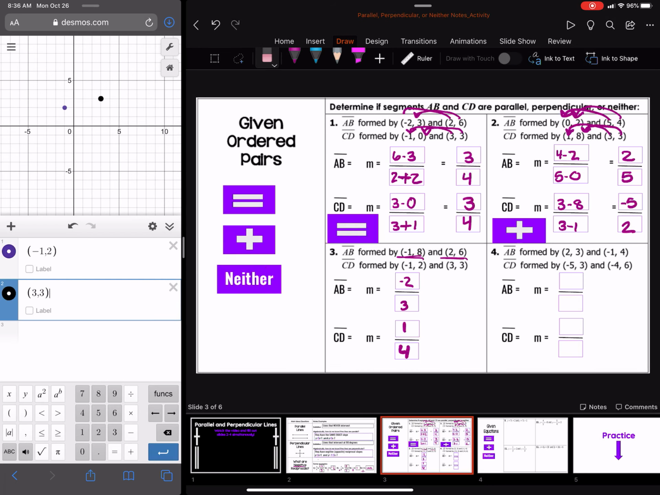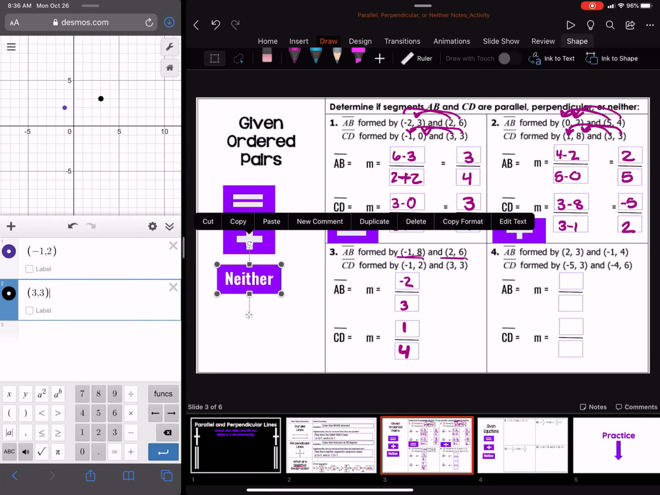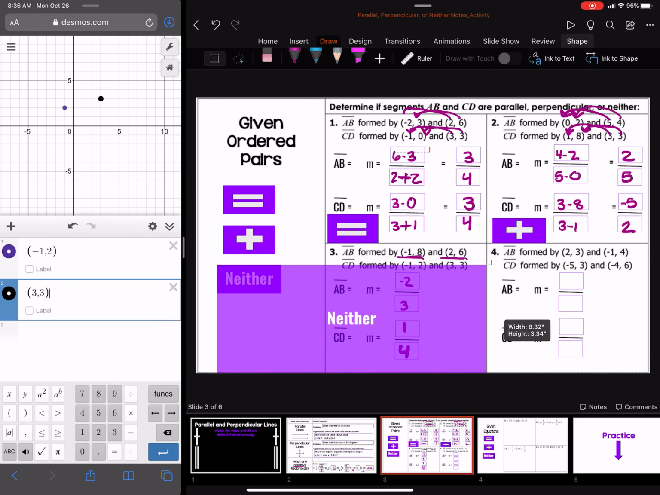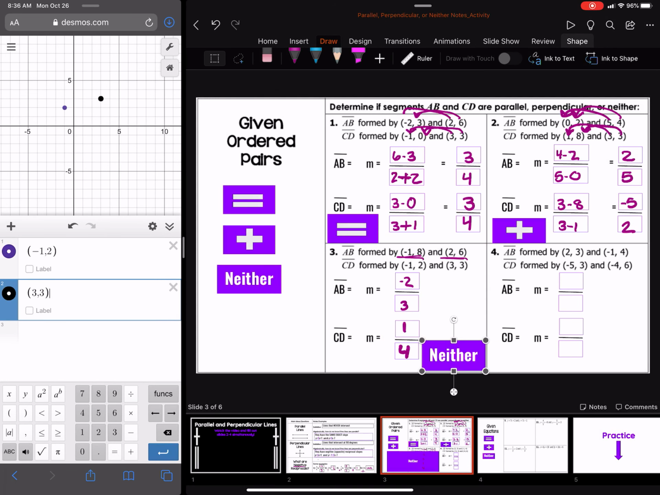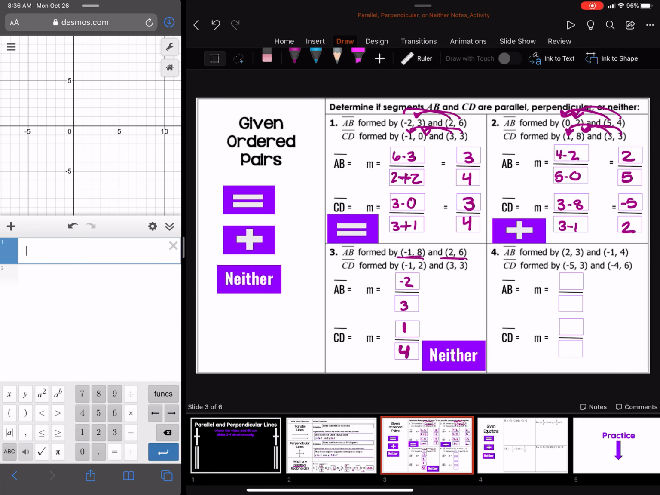They're none of the above. They're just neither. They're just 2 random slopes and 2 lines that we are looking at. So we would drag this over and we would say, they're neither. All right, let's try one more. Let's try 2, 3. And let's try negative 1, 4.